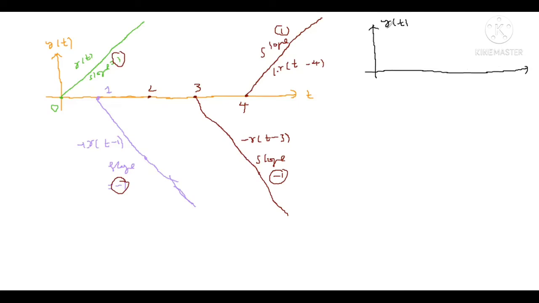y of t is equal to r of t minus r of t minus 1 minus r of t minus 3 plus r of t minus 4, and we have to draw this total signal.